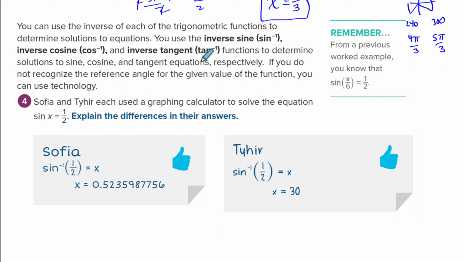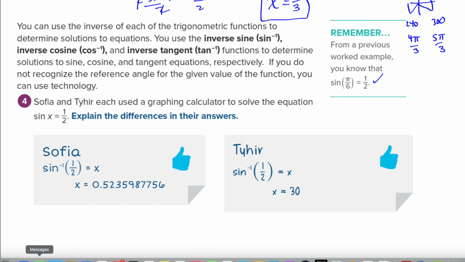Now we're going to learn about the inverse sine, the inverse cosine, and the inverse tangent. On our calculators, the calculator will work backwards and tell you what the angle is if you know what the sine is. Remember, we already figured out the sine of pi over 6 is a half. That was an earlier example. And it says Sophia and Tahir each use a graphing calculator to solve the equation, explain the differences in their answers. So let's check it out here.